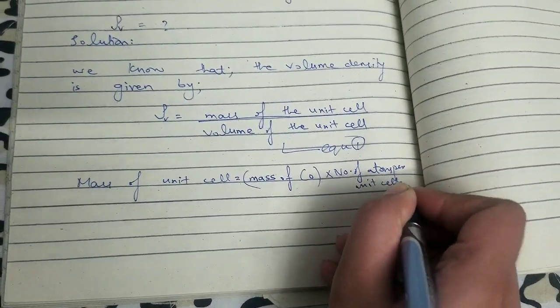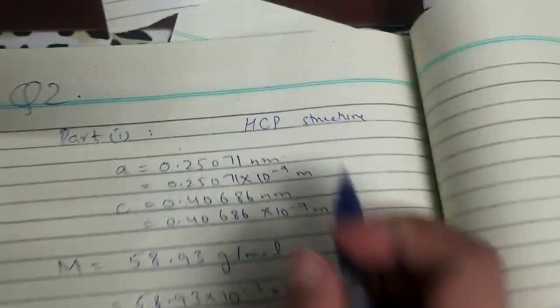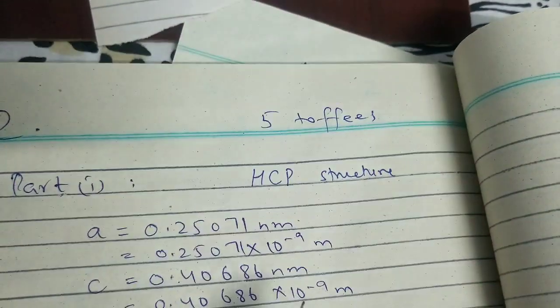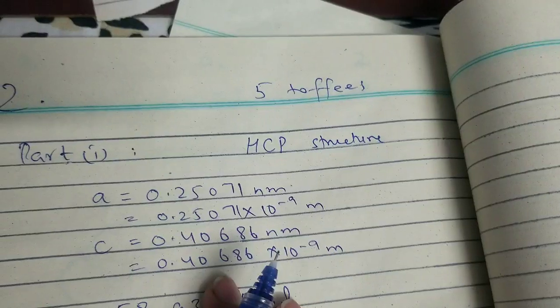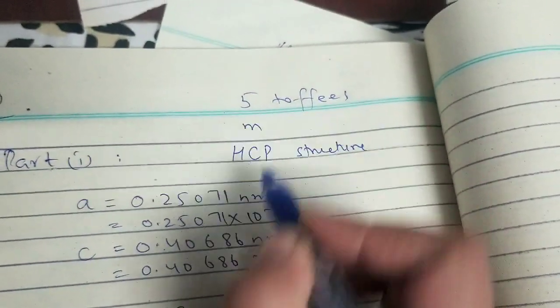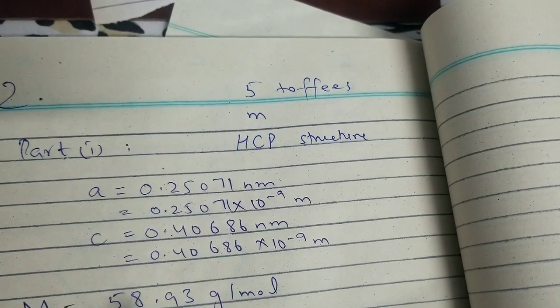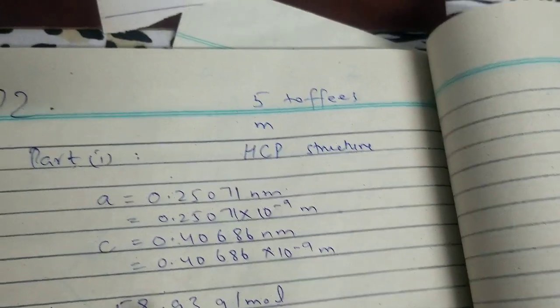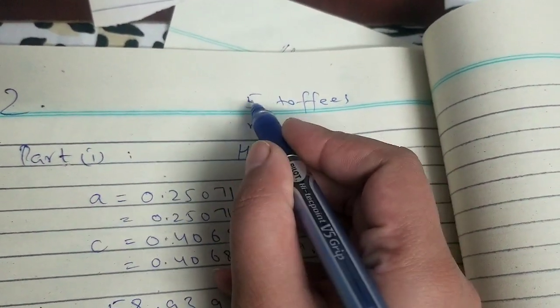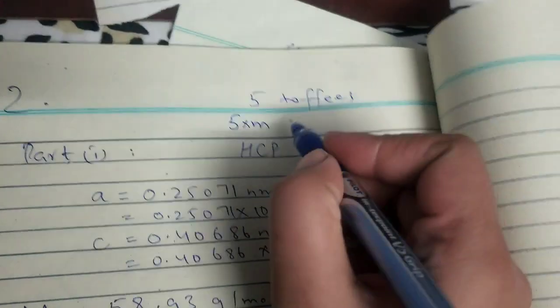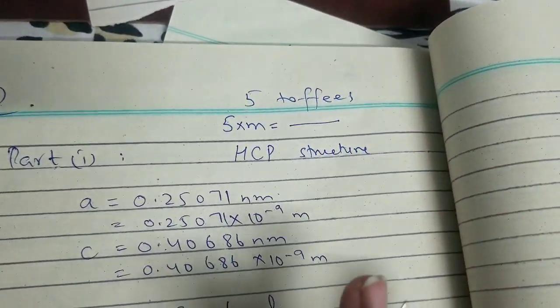It is similar to saying that if we have 5 similar toffees, and we know the mass of one toffee, let's say m, and we want to find the total mass of the 5 toffees, then we simply multiply 5, the number of toffees, with the mass of each toffee, and in that way we will get the total mass of the toffees.